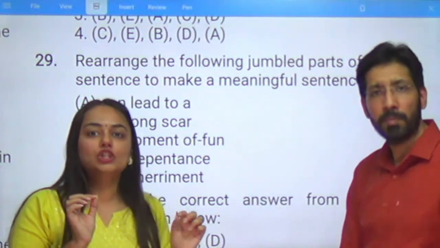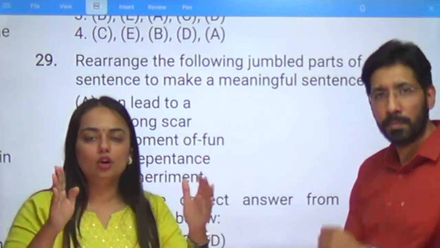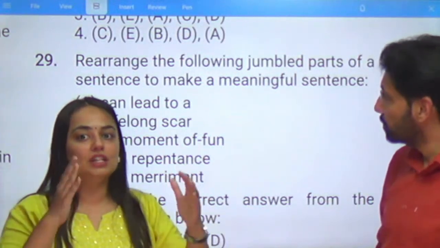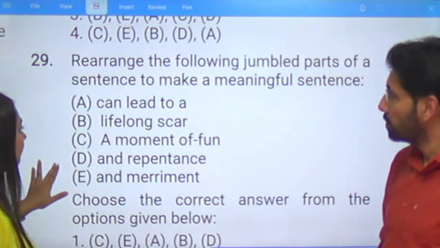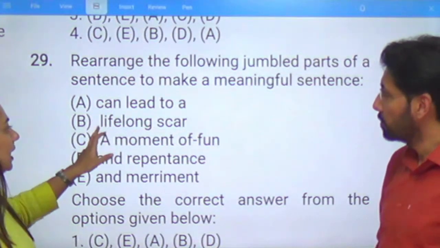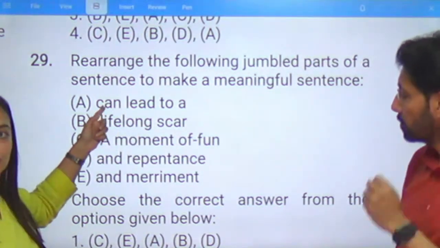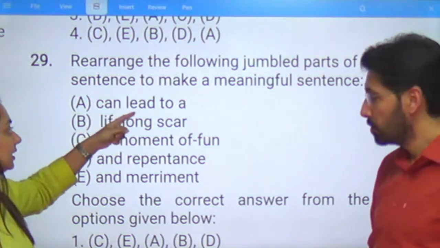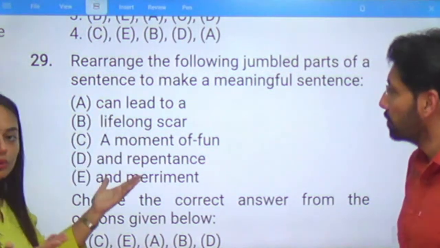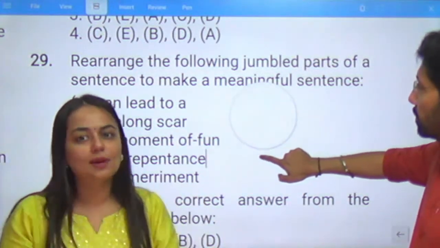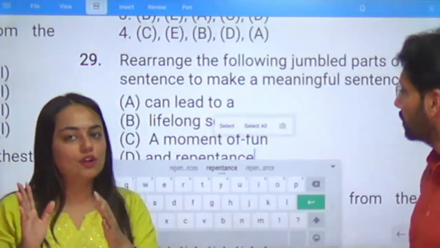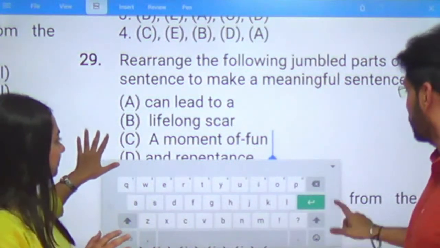But if it is a jumbled sentence, just one sentence that has been jumbled, then it's very easy. Let's read all of these. Can lead to a lifelong scar. Can we start a sentence with this phrase, can lead to a lifelong scar? But what can lead to this? We need to fit that what, which means we need to identify the subject of the sentence. So the subject of the sentence will come first.